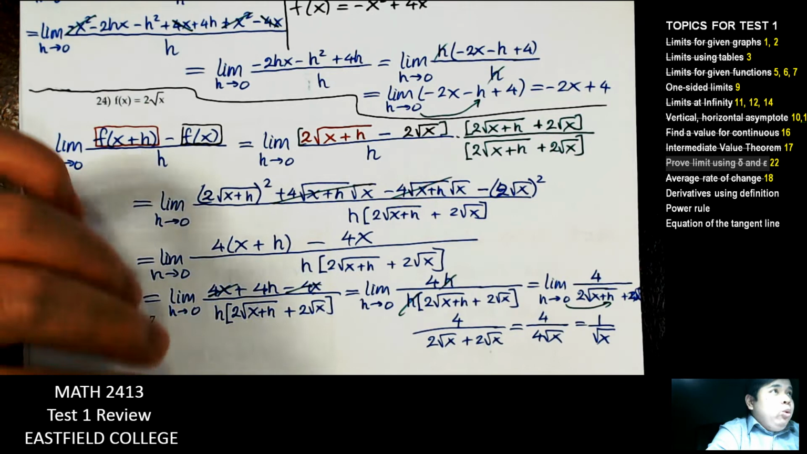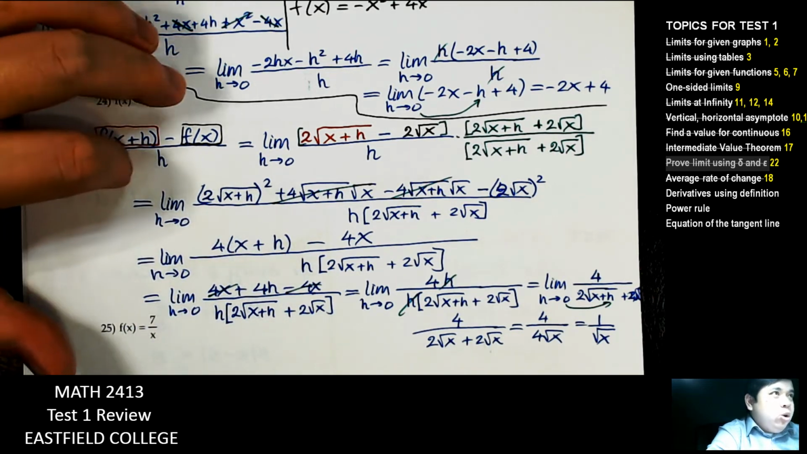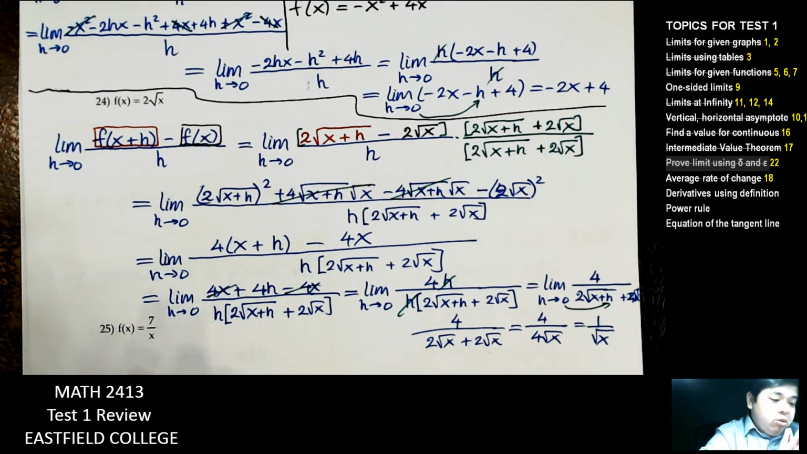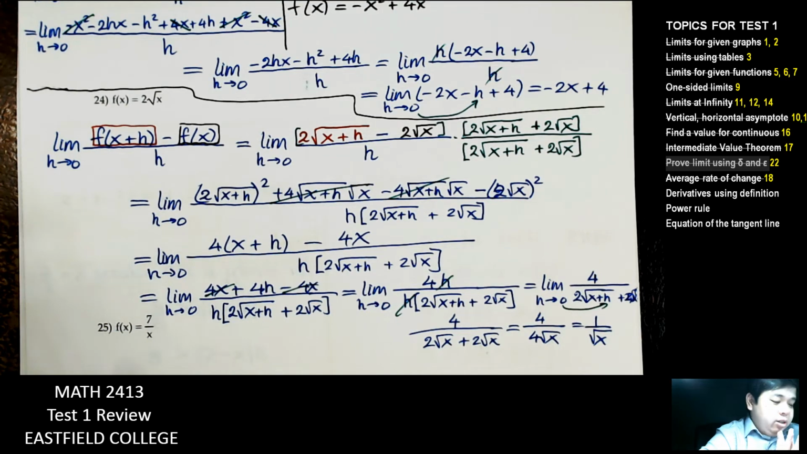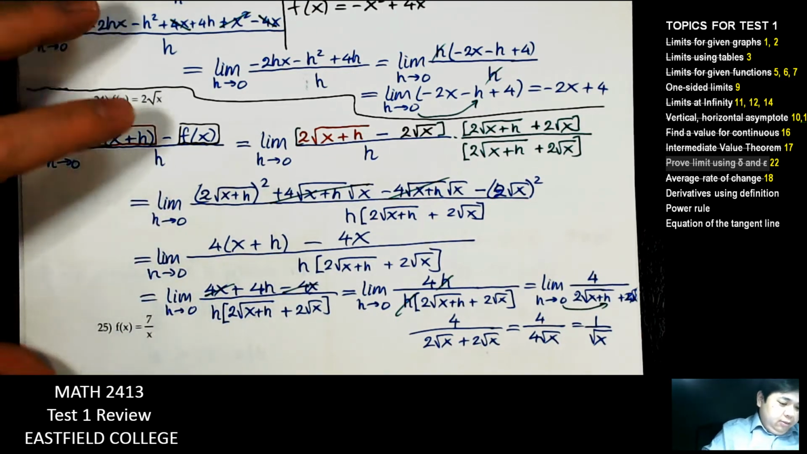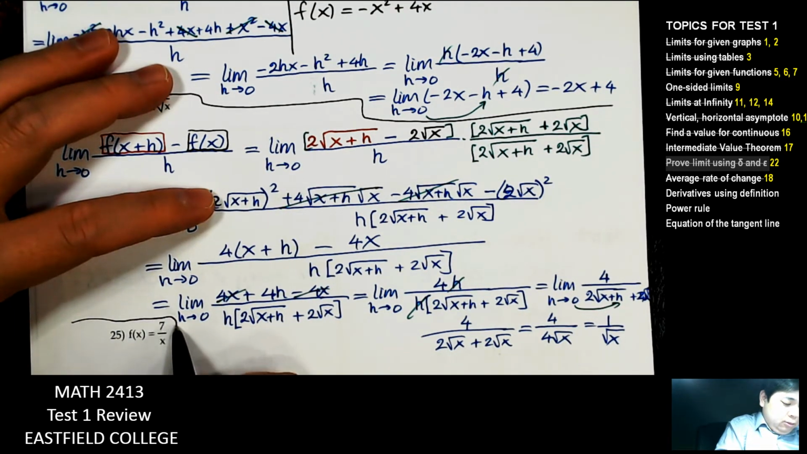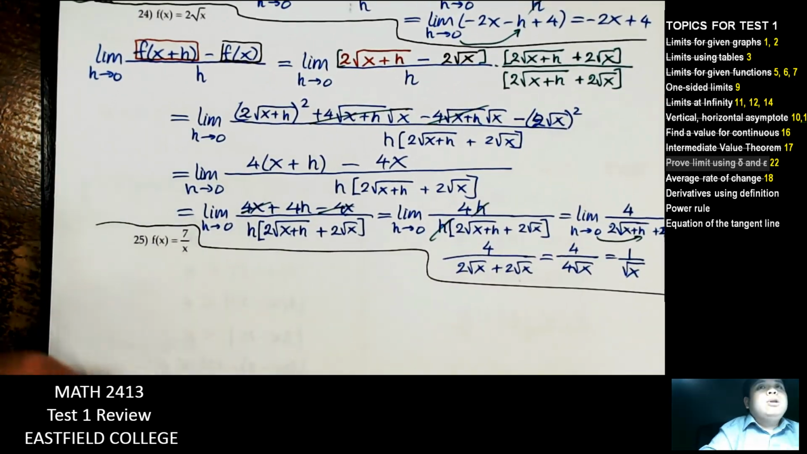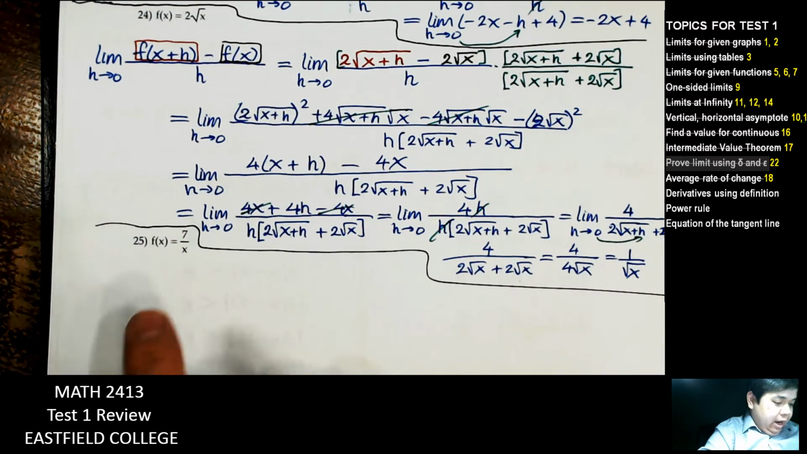So when we're trying to find a limit that has a square root, more than likely we multiply by the conjugate. If it is indeterminate, definitely we multiply by the conjugate. And then this one too.